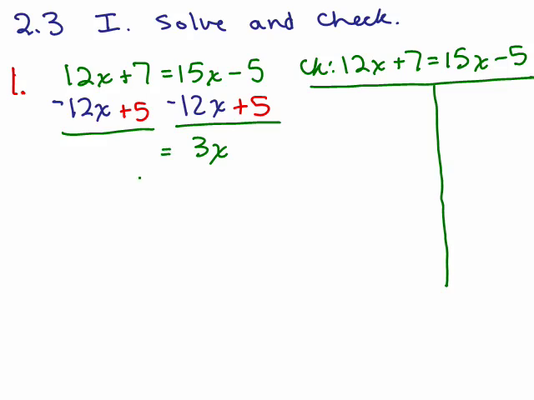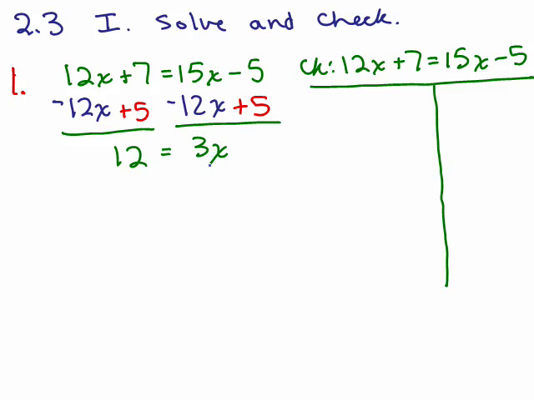So I'm adding negative 12x plus 5 to both sides of the equation, and I get 12 equals 3x, or you could have written that at another step as 3x equals 12. If you had kept the variables on the left and constants on the right, you would have ended up with negative 3x equals negative 12.